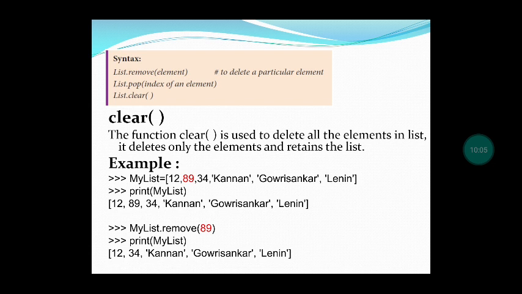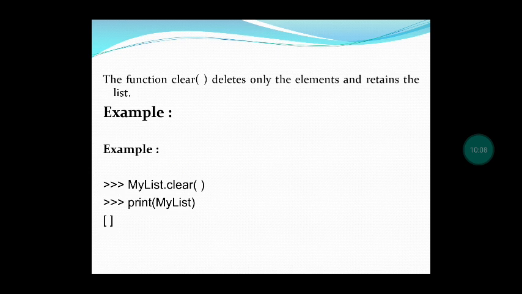Next example for the clear function is mylist.clear, print of mylist. Because in mylist we had already given some numbers and names, they have been cleared, but an empty list is displayed. If you are using the del function, the entire list will be deleted, and the empty list will not come. But if you are using the clear function, elements alone will be deleted and the empty list will come. So that is the difference between the clear and delete functions. I think you can understand the difference between clear and delete.